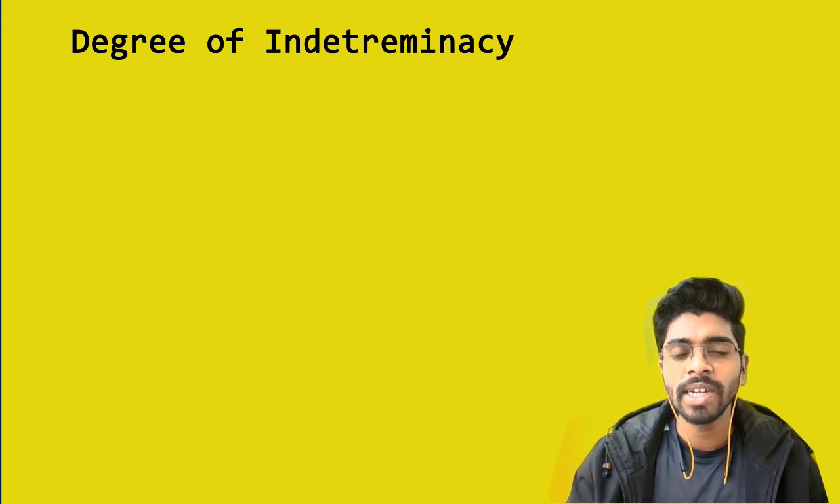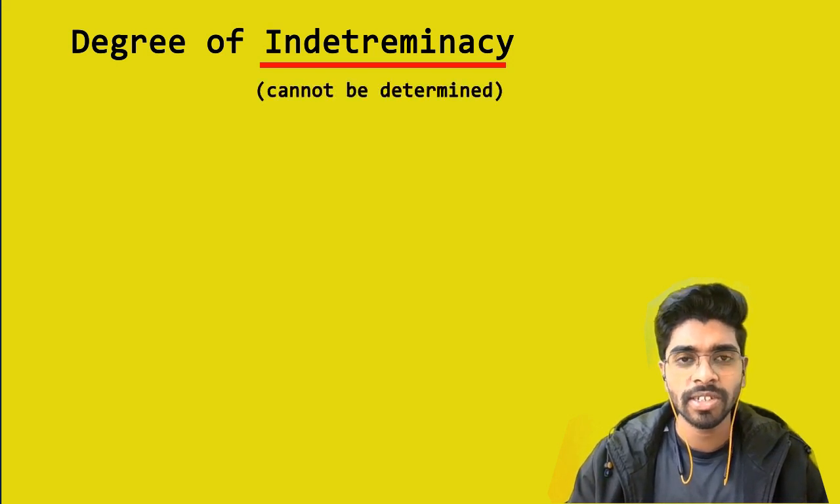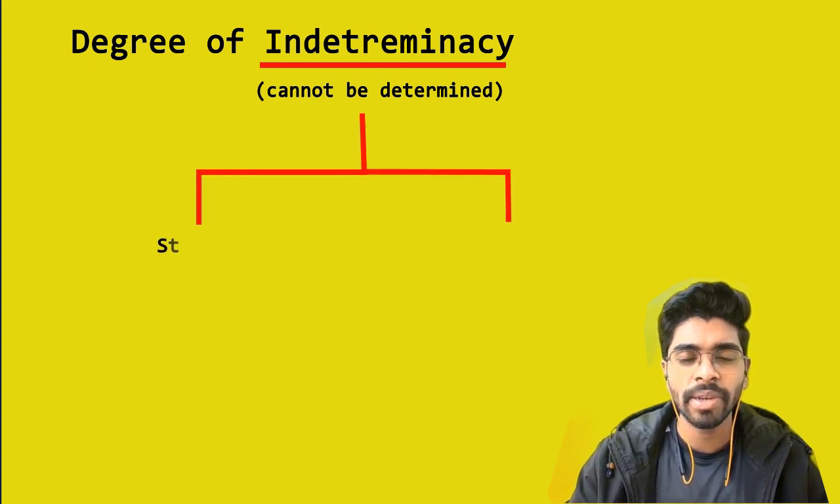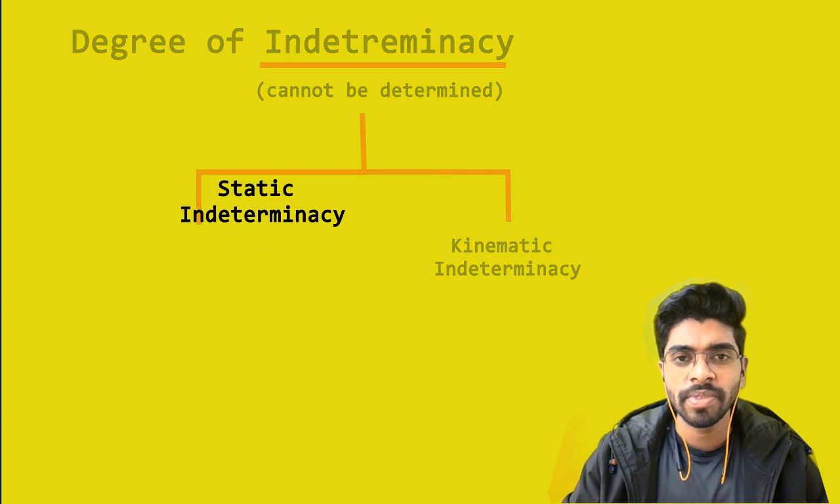Okay, what is indeterminacy? Indeterminacy, in simple words, means which cannot be determined. In terms of structural analysis, indeterminacy can be categorized as static indeterminacy and kinematic indeterminacy. So let us start with the static indeterminacy.